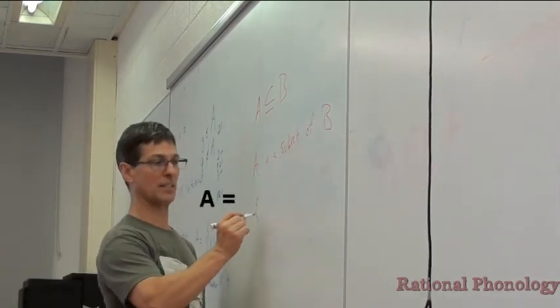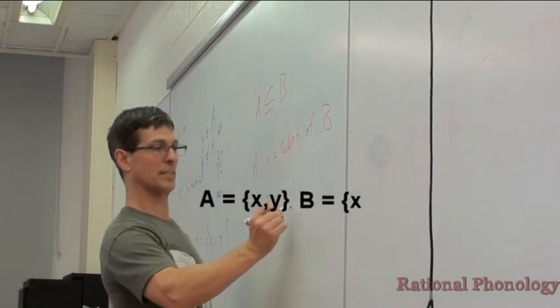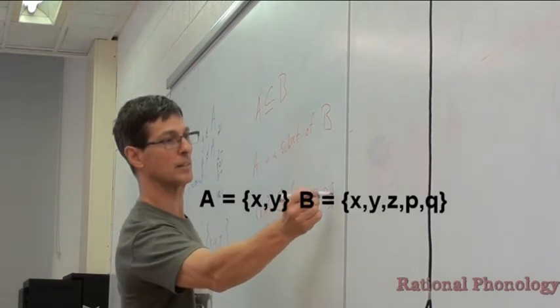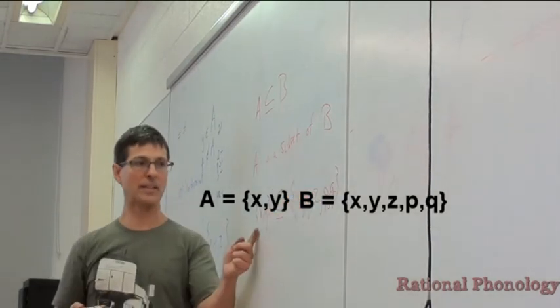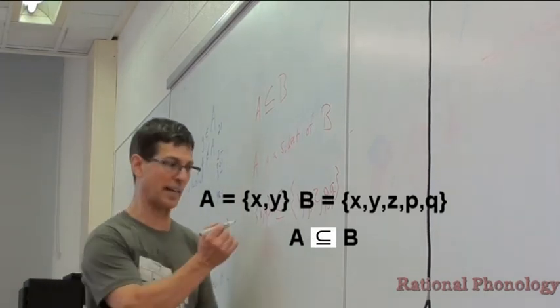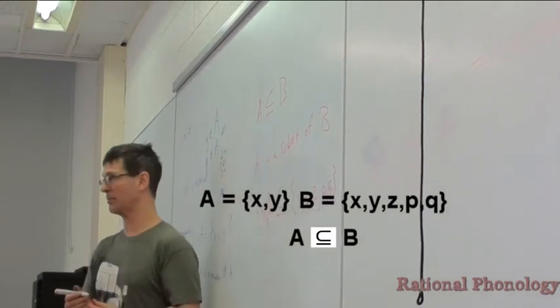If A is this set, and B is this set, okay? Is A a subset of B? Yes. Because everything that's in here is in here. X is in here, X is in here. Y is in here, Y is in here. So A is a subset of B.